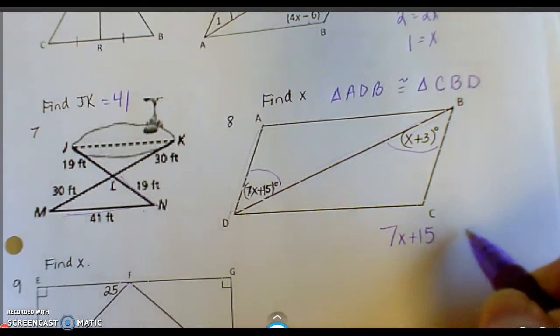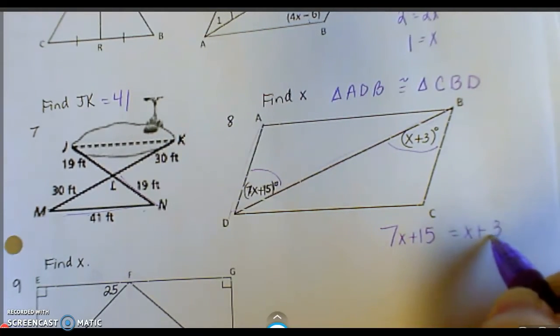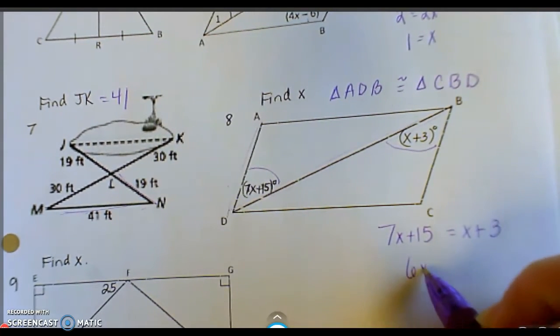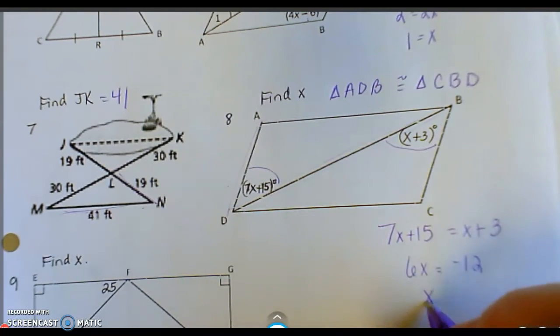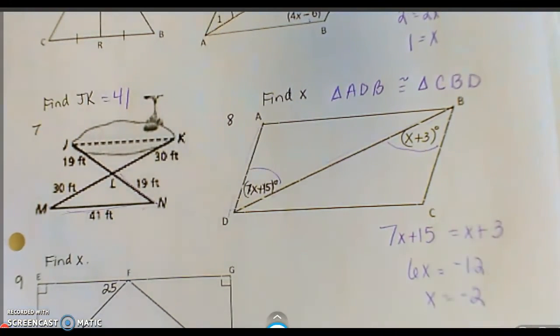So I set those two equal to each other. Subtract x on both sides. Subtract 15. Divide by 6. And we get x is negative 2.